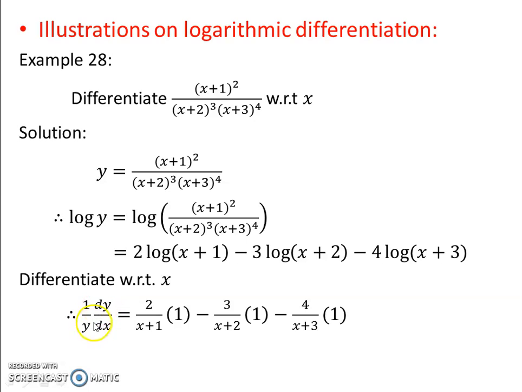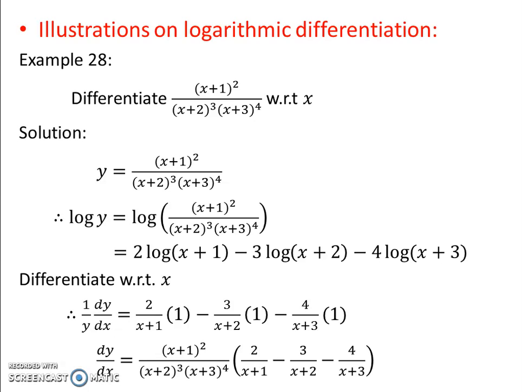Therefore 1 upon something into the derivative of something, that is 1 upon y dy by dx equal to 2 upon (x plus 1) into 1, again log something का derivative, minus 3 upon (x plus 2) into 1, minus 4 upon (x plus 3) into 1. Therefore y जो है लेफ्ट हैंड साइड वाला वो राइट हैंड साइड में शिफ्ट करते हैं, and replacing the value, we get dy by dx equal to y into (2 upon x plus 1 minus 3 upon x plus 2 minus 4 upon x plus 3), and the value of y is this. Simplifying this, we get the solution.